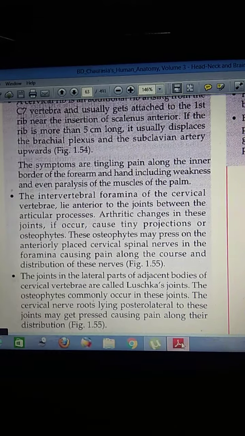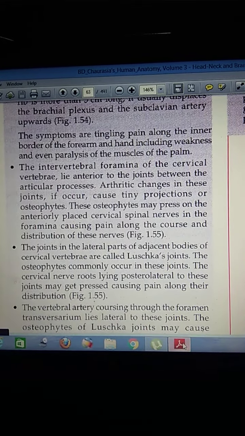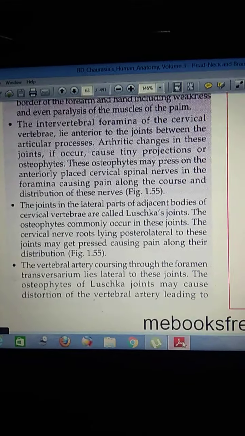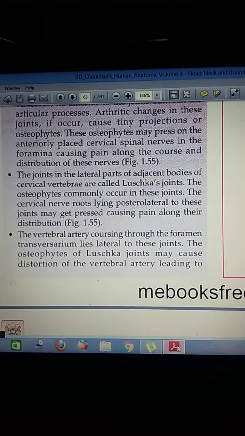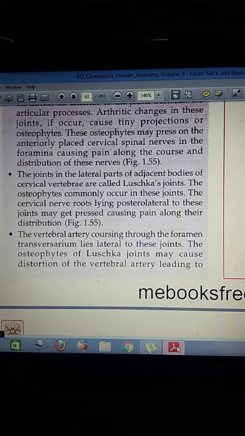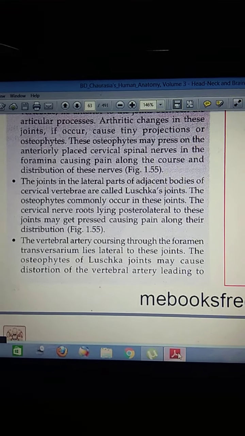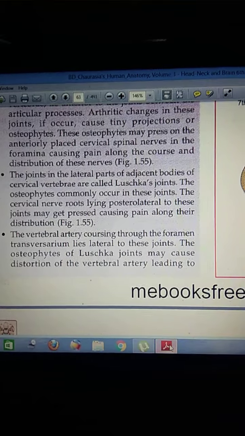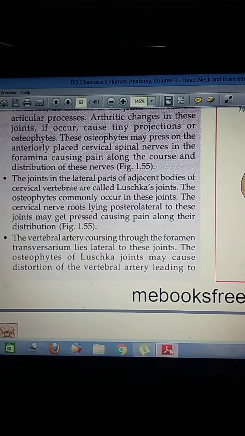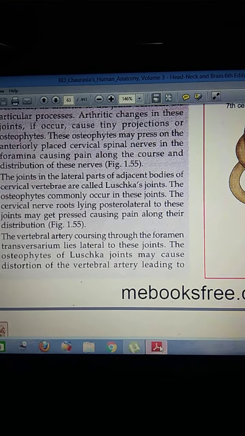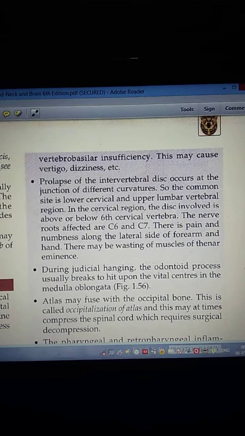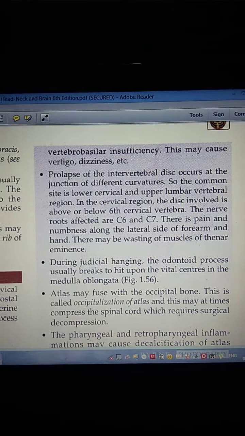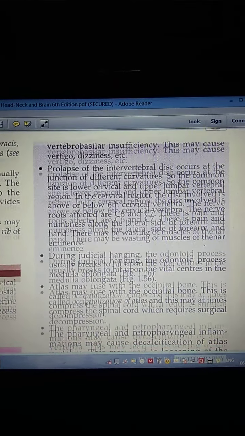The intervertebral foramina of the cervical vertebrae lie anterior to the joint between the articular processes. The joint between the lateral parts of the adjacent bodies of the cervical vertebrae is called the uncovertebral joint, or joint of Luschka. The vertebral artery coursing through the foramen transversarium lies lateral to this joint. The prolapse of the intervertebral disc occurs through the junction of the different curvatures.